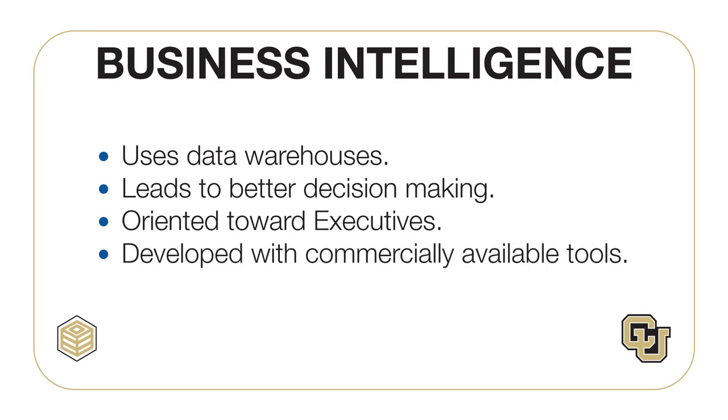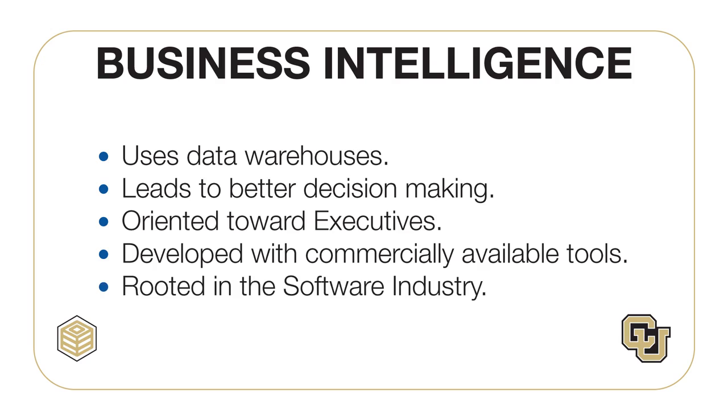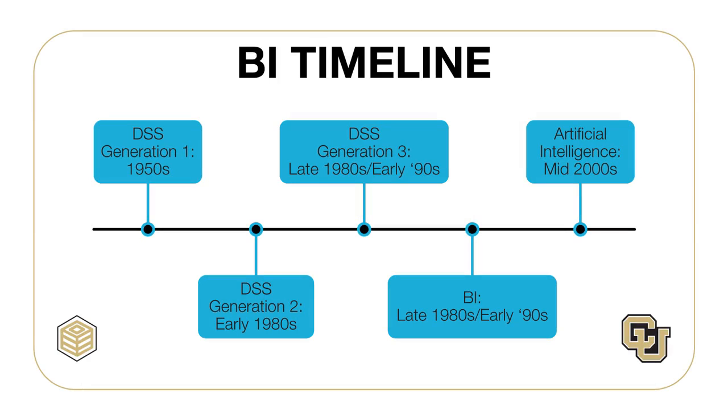BI tends to be developed with commercially available tools. DSS tends to use custom applications to focus on structured and unstructured decisions. And finally, BI came from the software industry, while DSS was largely oriented in academia. Imagine a timeline with LEO 1 back in the 1950s and the third generation of DSS appearing in the 1990s. BI is actually an outgrowth of the same process that created EIS systems in the 80s and the mid-90s.